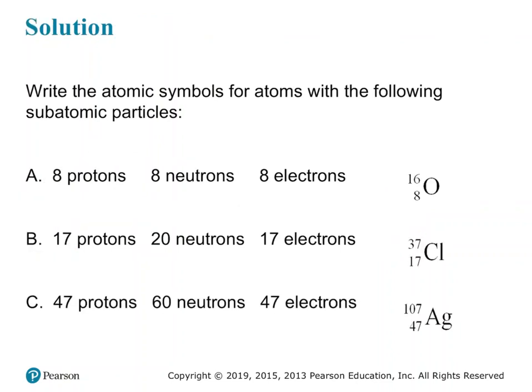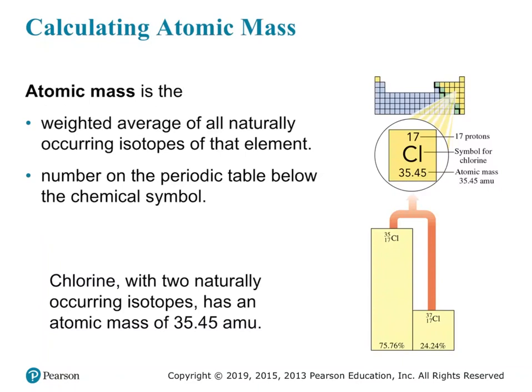All right, and then here are these solutions. So earlier we talked about atomic mass, and there is a way to calculate atomic mass, so we're going to go over that. So again, atomic mass is the weighted average of all naturally occurring isotopes of that element. And again, atomic mass is the number on the periodic table below the chemical symbol. So it's usually listed right below that symbol for the element.